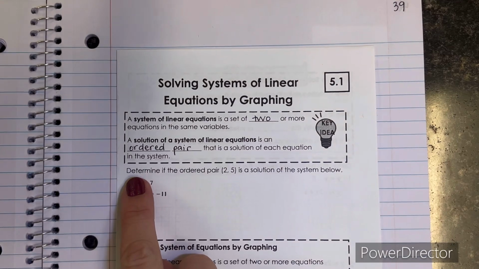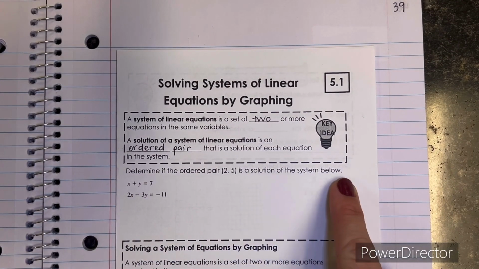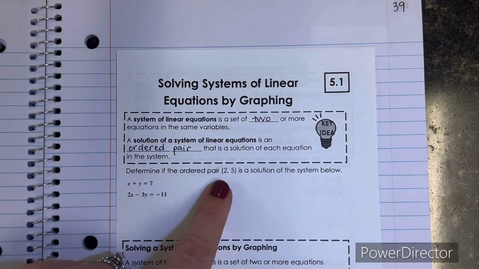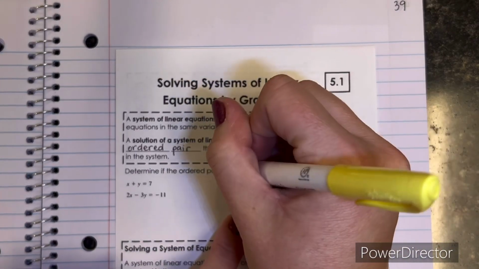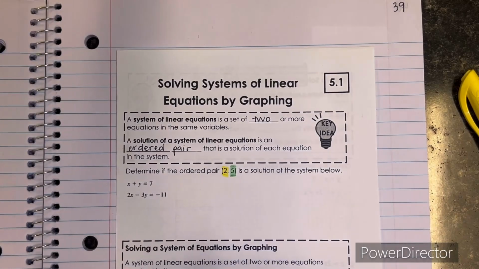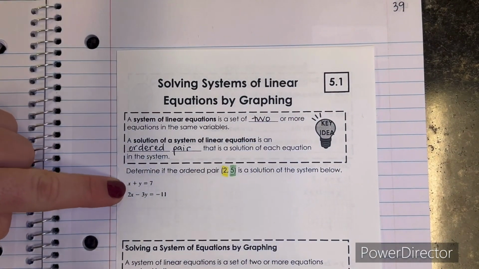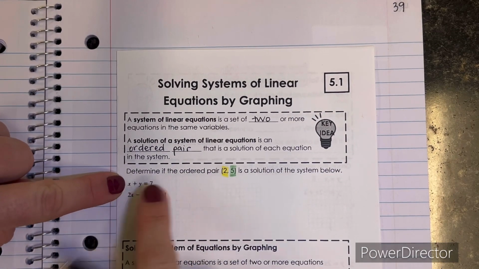So let's take a look at our example. It says determine if the ordered pair (2, 5) is a solution of the system below. So we're going to take (2, 5). The 2 is your x value, and the 5 is your y value. I'm going to color code stuff. Y'all know I like to color code. So we have a 2 and a 5. I'm going to take both of those numbers and plug them into both of these equations to see if it gives me a true statement. So we're going to start with that first one.